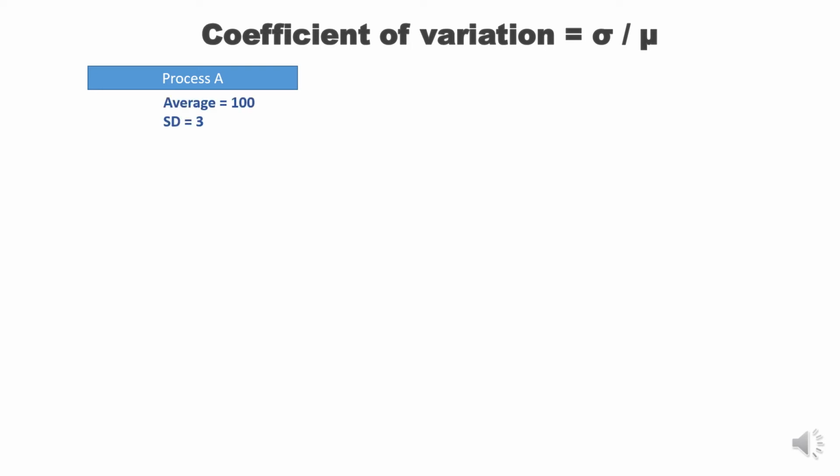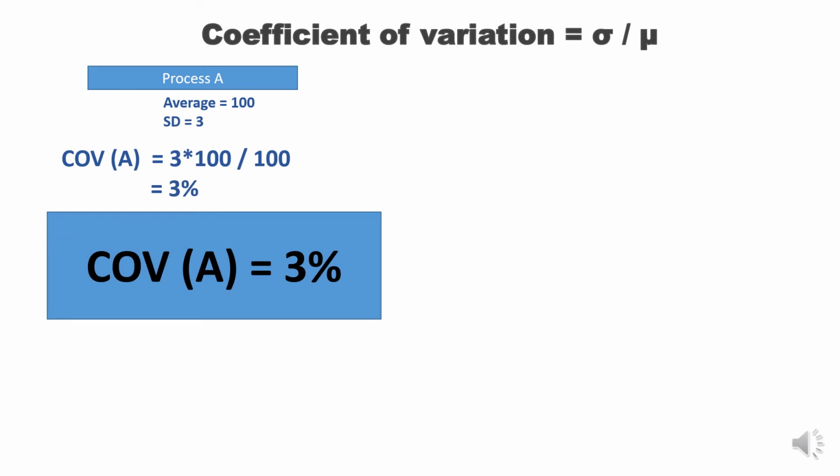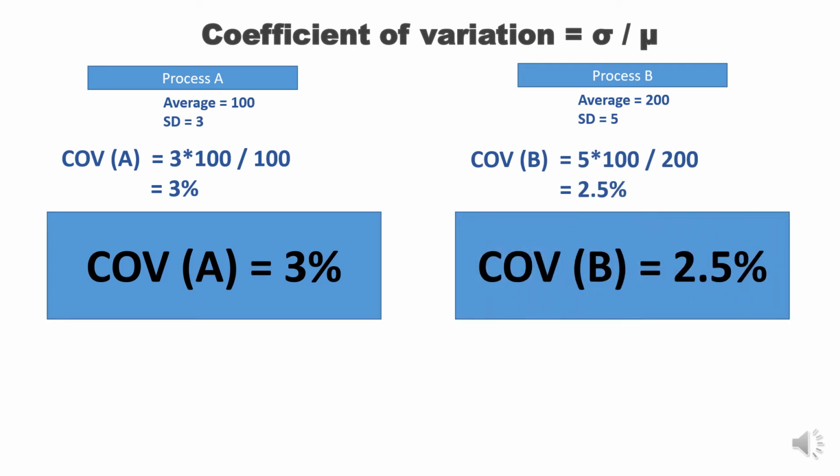First, process A, the average is 100 and the standard deviation is 3. Now the coefficient of variation formula is sigma divided by mu, that is 3 divided by 100, and we need to convert into percentage, so it's multiplied by 100. So COV for process A is 3%. Now process B, the average is 200 and standard deviation is 5, the same formula. So COV for process B is 2.5%.